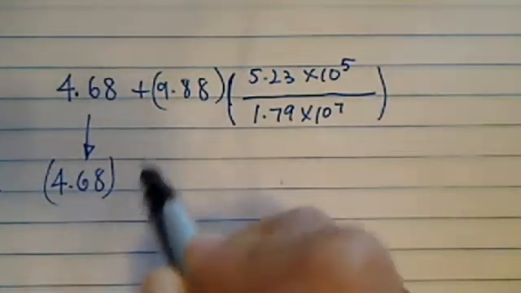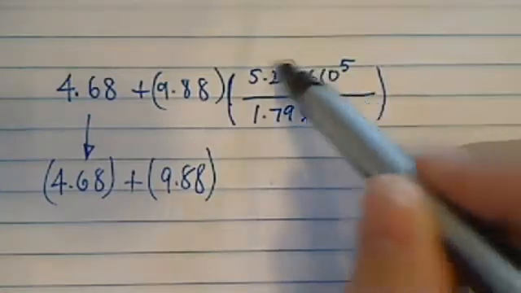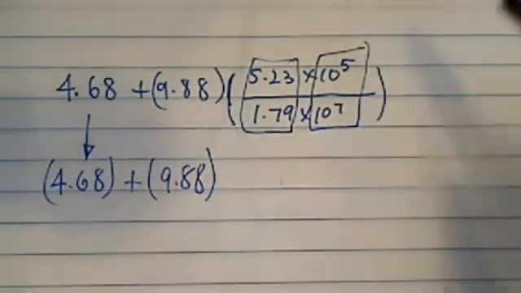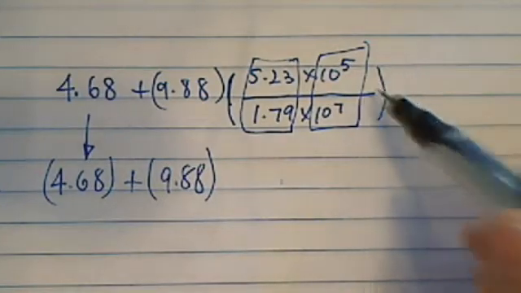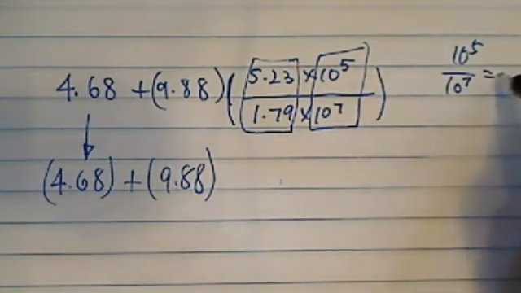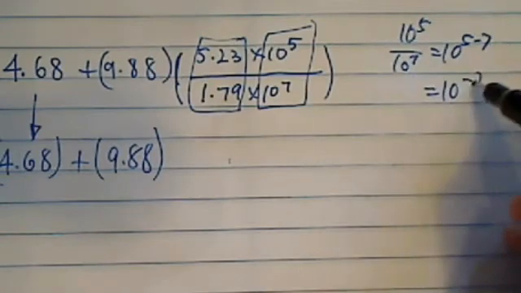4.68, I'm going to copy it right on. I'm going to copy this one right on. And then here I have two numbers dividing, and here are exponentials dividing as well. Exponential dividing, it's actually 10 to the 5 divided by 10 to the 7. This is equal to 10 to the 5 minus 7. So this is equal to 10 to the minus 2.